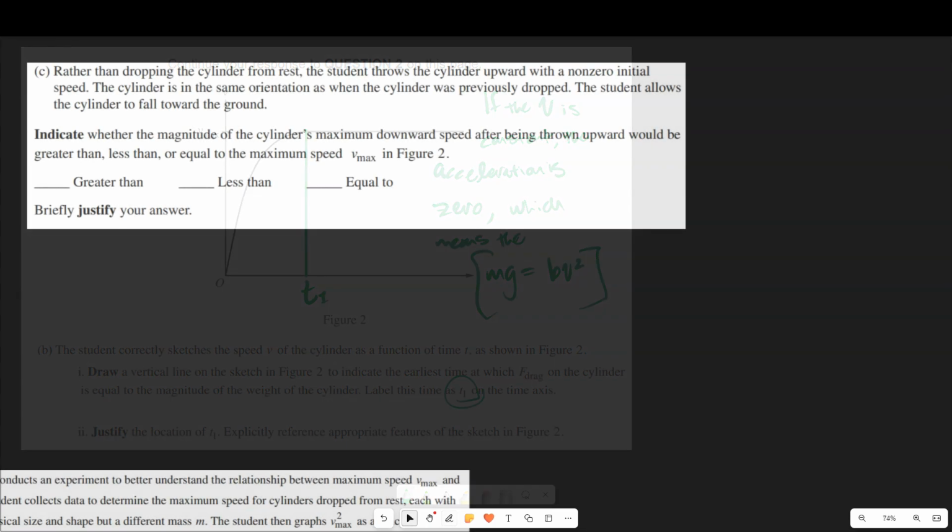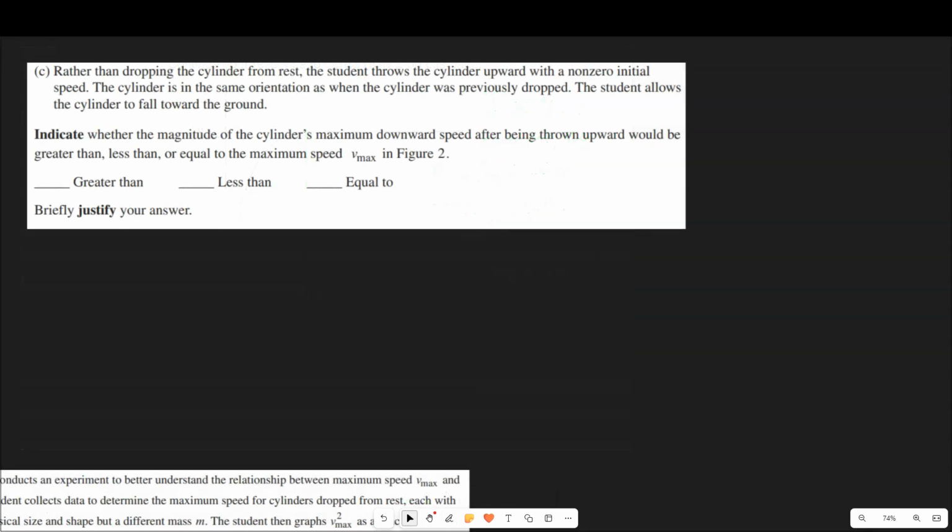Okay, and moving on to part C, it says, rather than dropping the cylinder from rest, the student throws the cylinder upward with a non-zero initial speed. Cylinder is in the same orientation as when the cylinder was previously dropped. The student allows the cylinder to fall to the ground. Indicate whether the magnitude of the cylinder's maximum downward speed after being thrown upward would be greater than, less than, or equal to the maximum speed previously. What do you think? Take a moment to take your best guess.